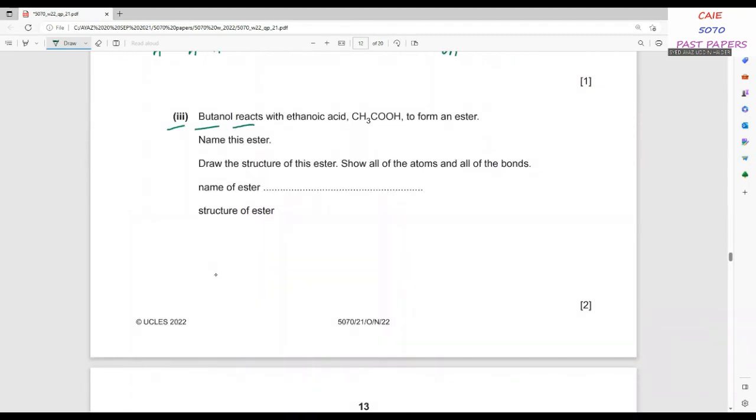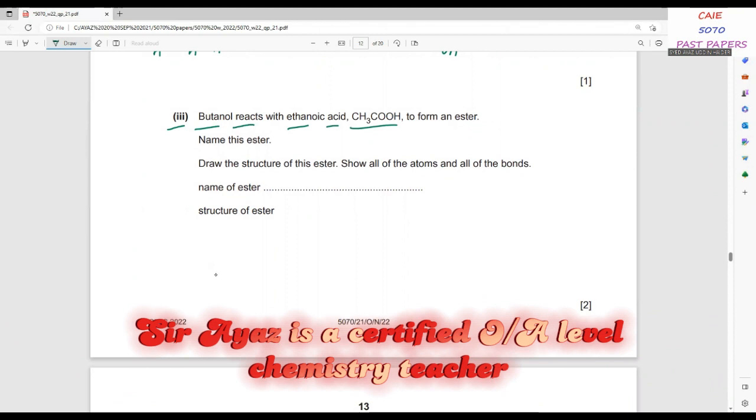3. Butanol reacts with ethanoic acid CH3COOH to form an ester. Name this ester. Draw the structure of this ester. Show all of the atoms and all of the bonds. What will be the name of the ester when the alcohol is butanol and the carboxylic acid is ethanoic acid?